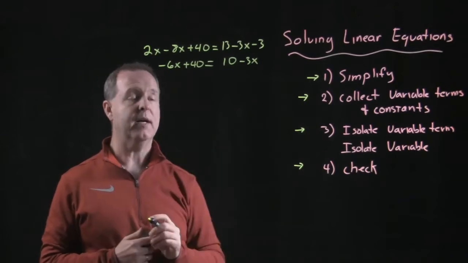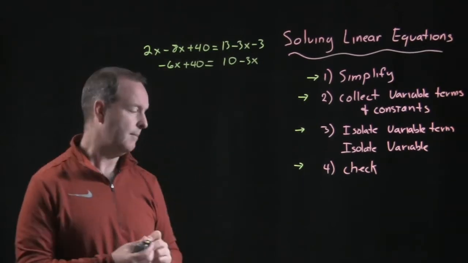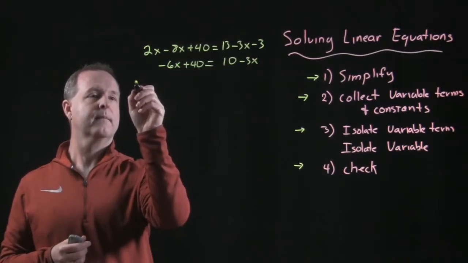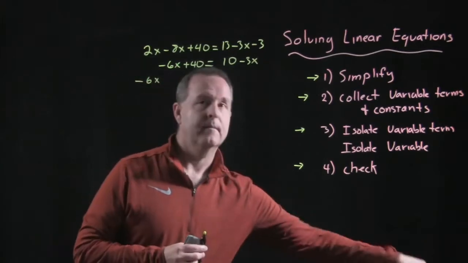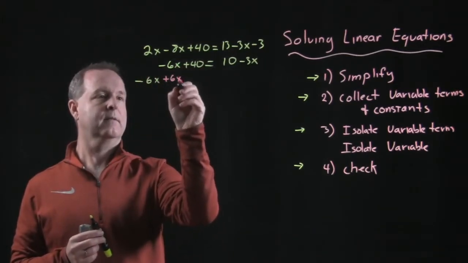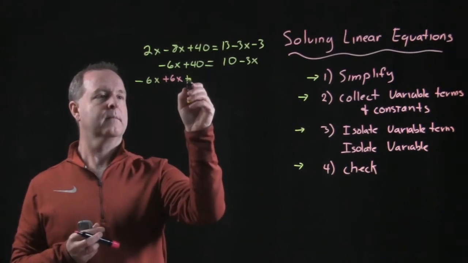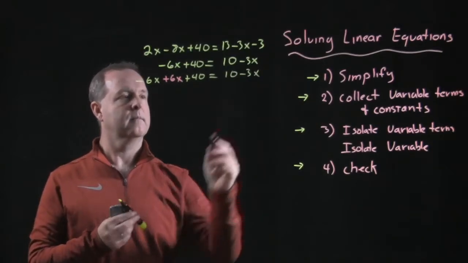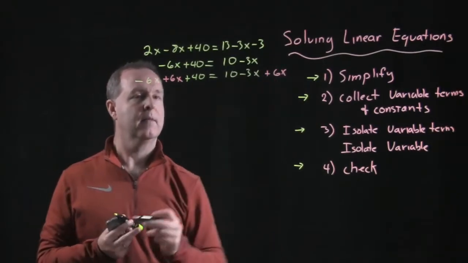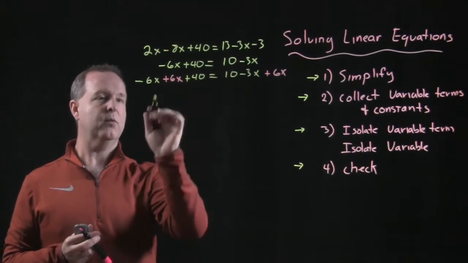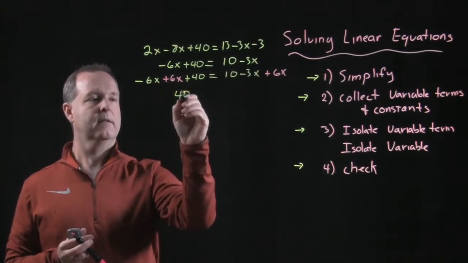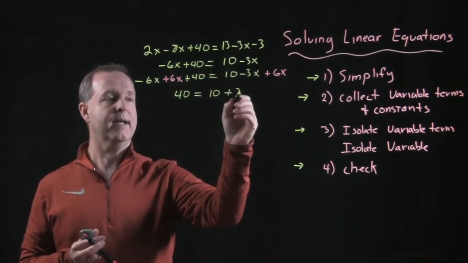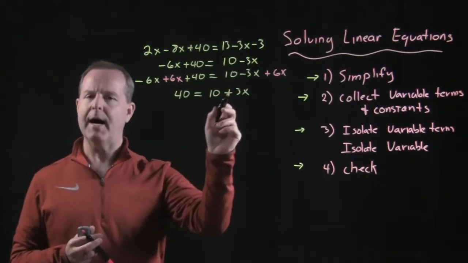Step two, collect the variable terms on one side. So what I'm going to do is I'm going to add 6x to both sides. Doing that, we'll see what happens. I'm left with a 40 equals a 10. Negative 3x plus a 6x gives me a positive 3x. That produces a positive 3x here.